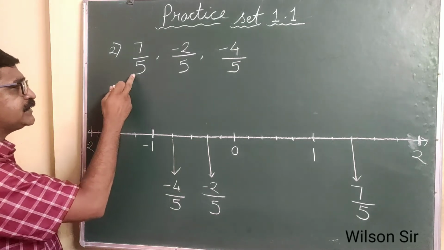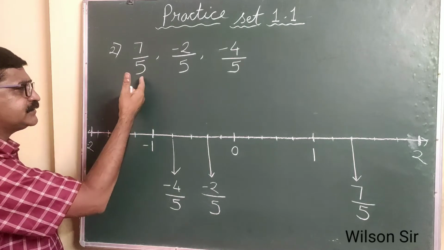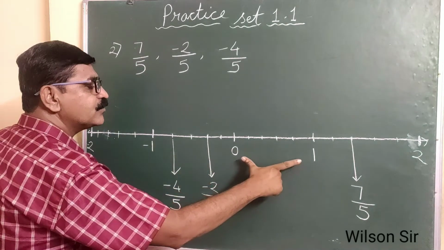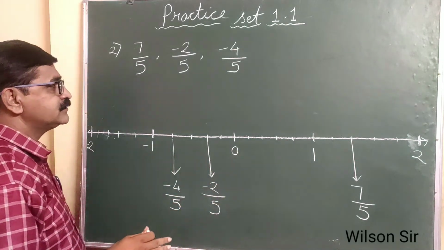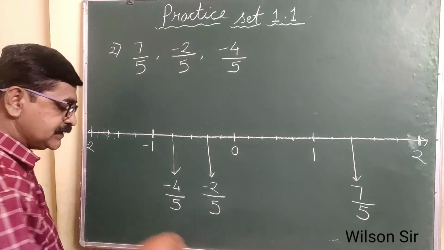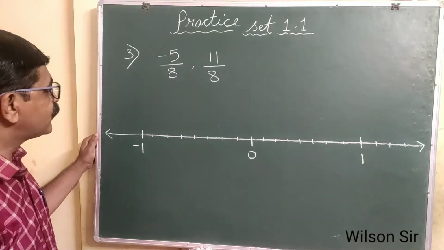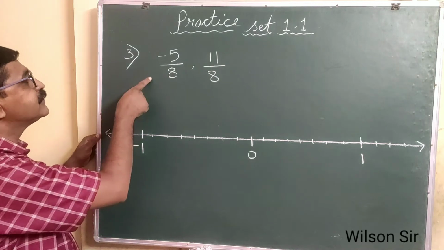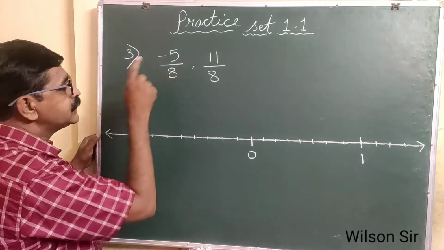Then if you have 6, you have 7, 8, 9. If it is 10, divide the one unit from 0 to 1 into 10 equal parts. So now we will go to see third problem. Now third problem we have minus 5 upon 8 and 11 upon 8.